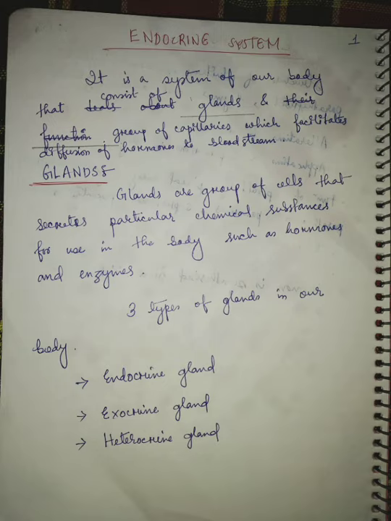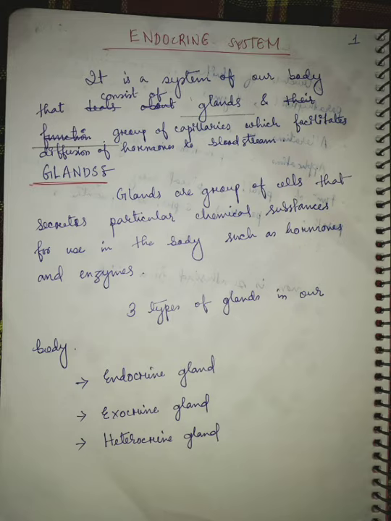So the definition is, it is a system of our body that consists of glands and a group of capillaries that facilitates diffusion of hormone to the bloodstream. A gland secretes hormone, and hormone diffuses to the bloodstream through capillaries. And so about glands, glands are a group of cells that secrete a particular chemical substance, that is hormone.